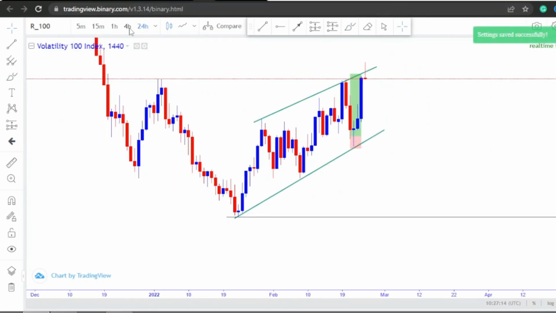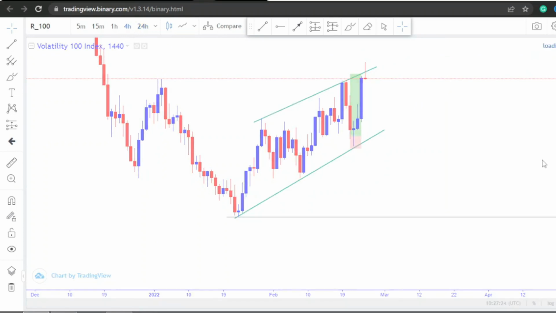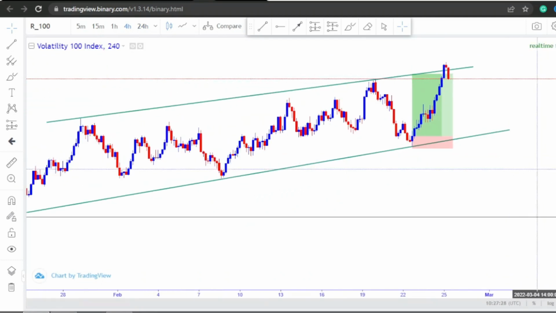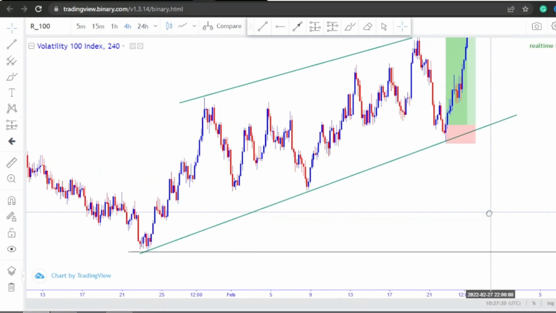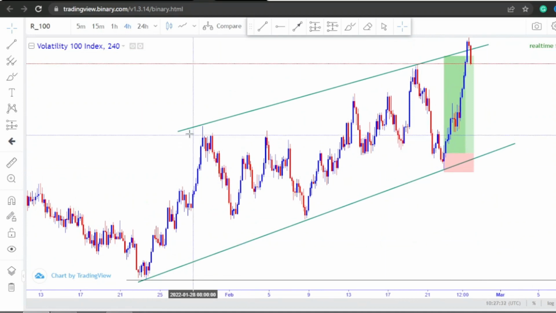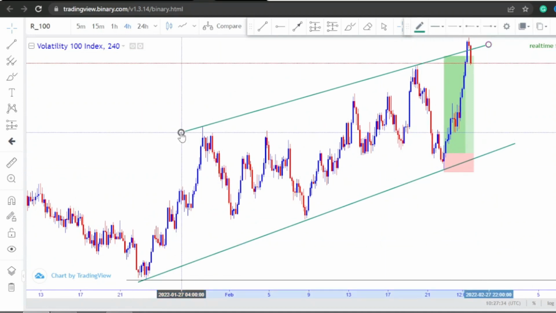So let's go to the 4 hour time frame. Let me go first to the 4 hour time frame, and then I can show you something I wanted to show you before. You can see that on the 4 hour time frame, the pattern was very clear.